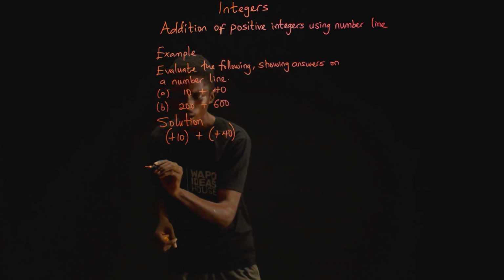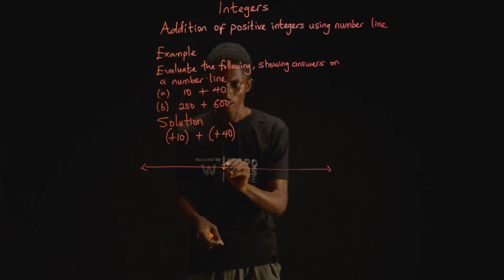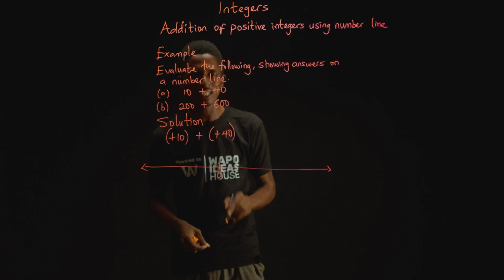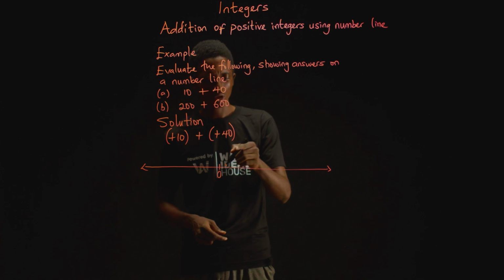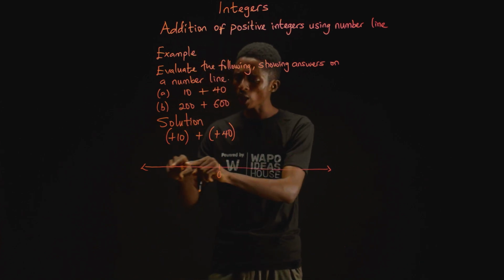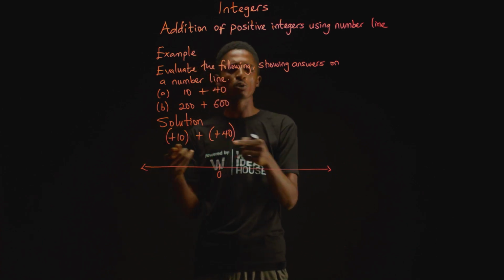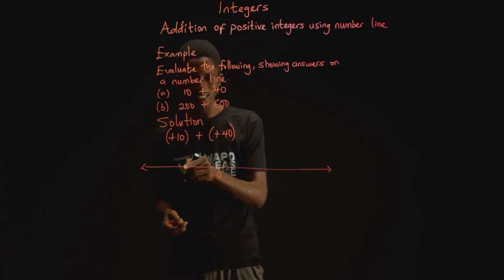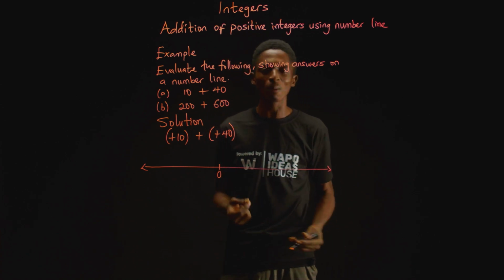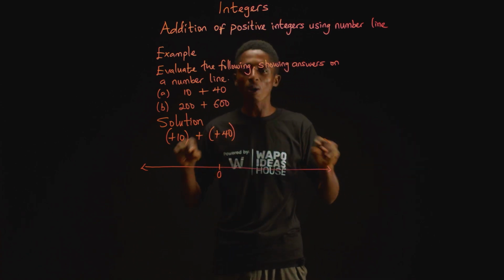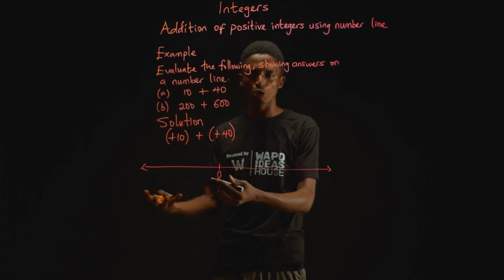You draw a horizontal line, of course, with the neutral integer 0. Now, if I go on to write 1, 2, 3, 4, you will understand that this line will not be enough to take all the numbers up to 40. And we are adding 10 to 40. Remember that a number line is not supposed to just show numbers 1, 2, 3, 4, but it shows numbers at a regular interval. So you can tweak that interval to suit your question.